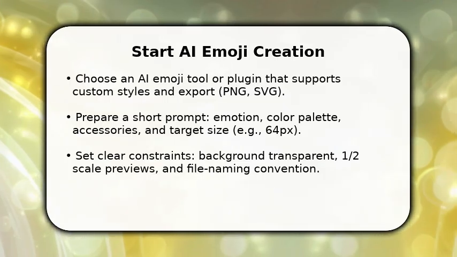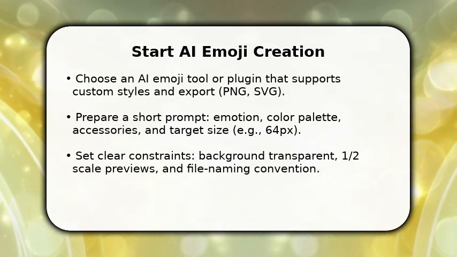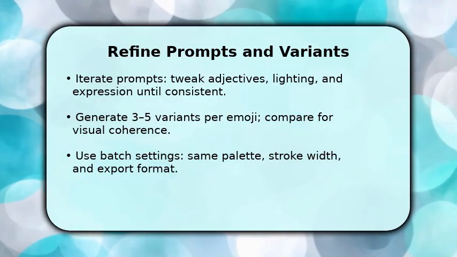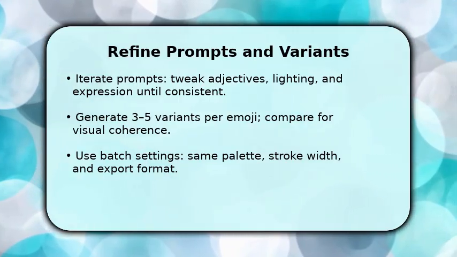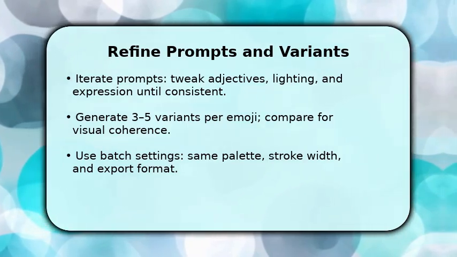Start generating 1 or 2 test variants now. They'll reveal prompt issues early and save time when you batch create the full set. Once you have tests, refine prompts to tighten expression, lighting, and line weight. This is why iteration matters. Subtle wording changes change emotion.